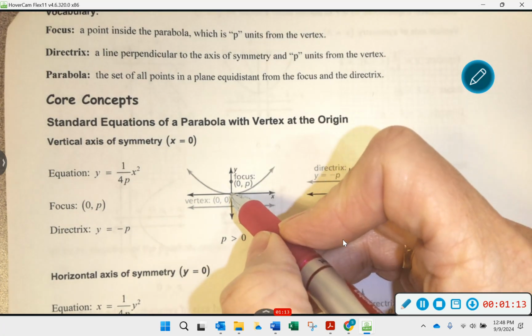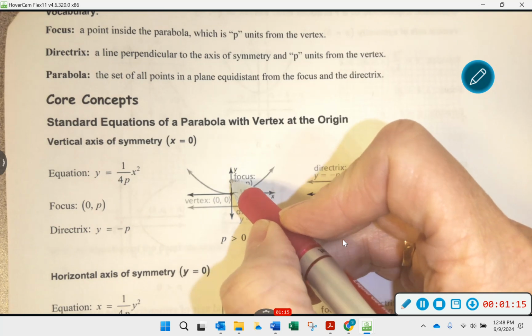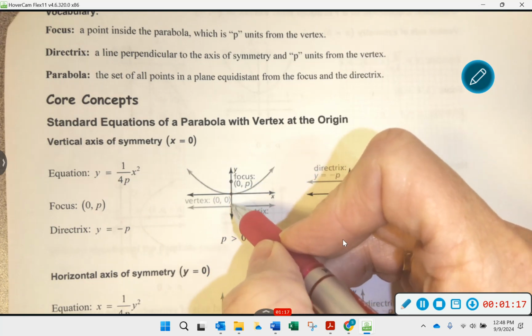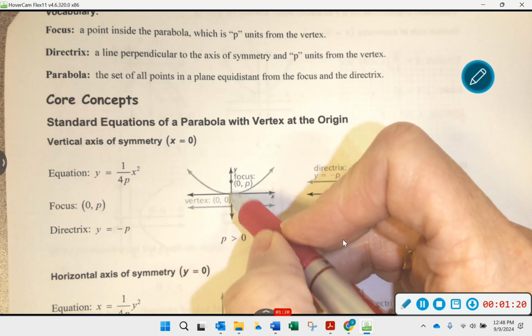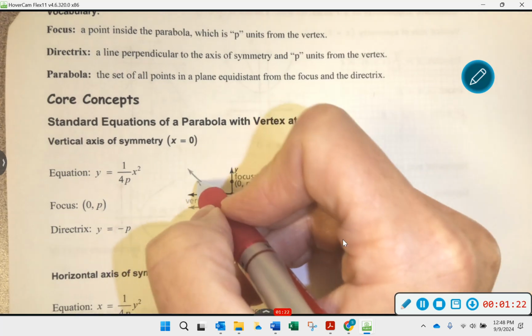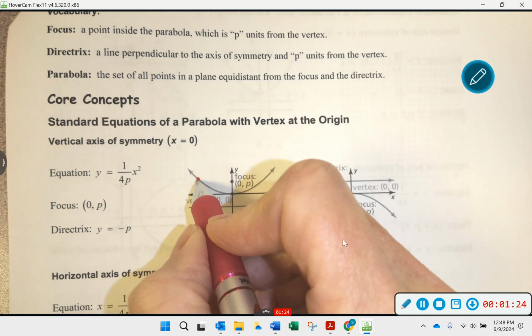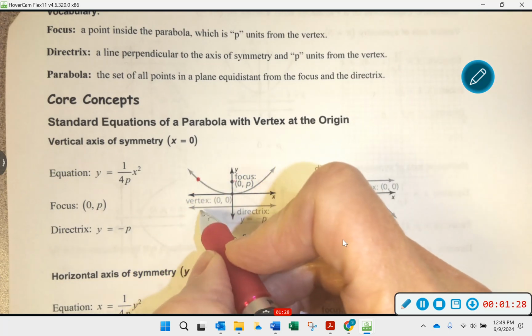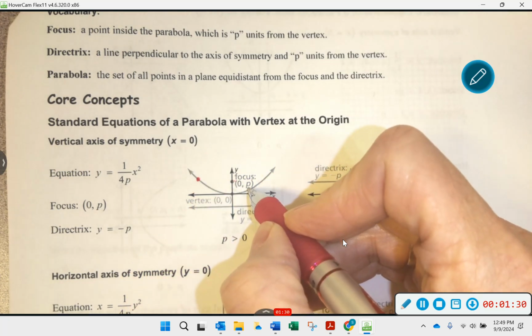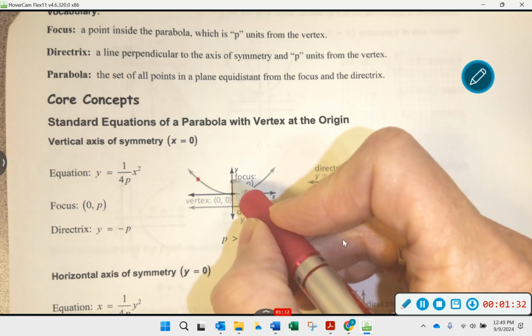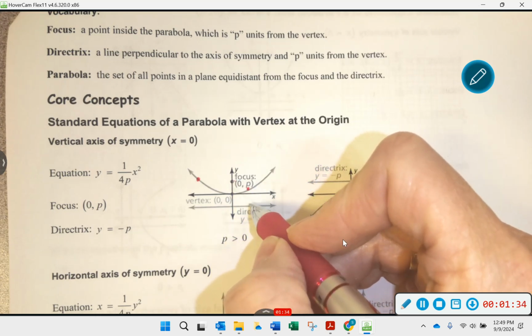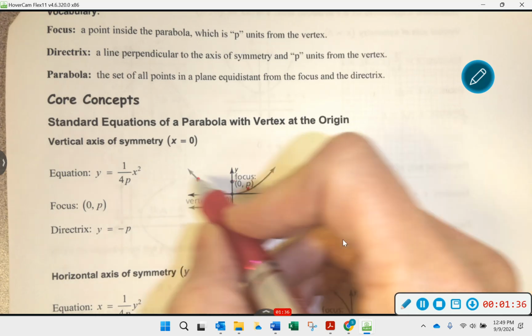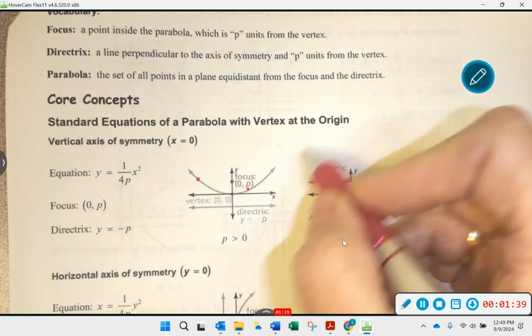So right here's our vertex. This distance from here to here and from here to here, those are the same. They're p units away. But if I take any other random point and I measure this distance and I measure that distance, they're going to be the same. So any point on this parabola is the same distance from the focus as it is from the directrix. That's how a parabola is actually formed.